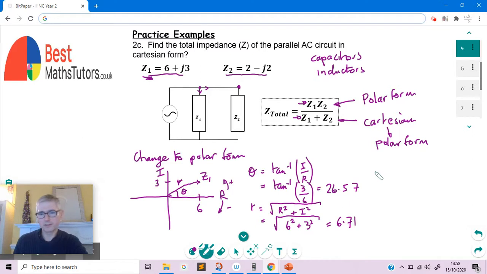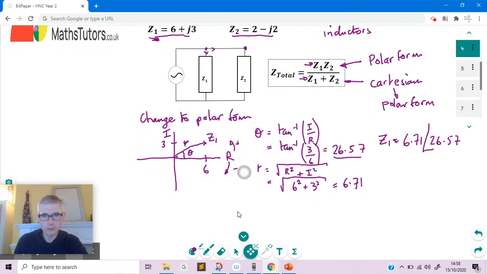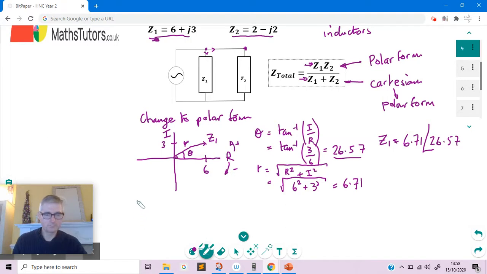That means that in polar form, I can write Z1 as being equal to, and I put the modulus first, so 6.71, and then I write the argument, which is the angle, that's this one, 26.57. So that's Z1. I'm also going to need to work out what Z2 is. Let's move the board up a little. So first of all, again, I'm going to draw the Argand diagram. Try and do that. There we go.